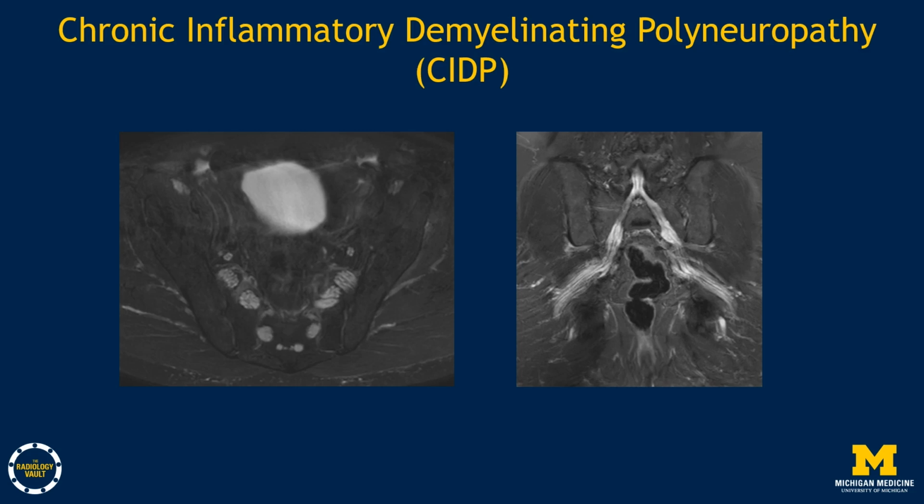These T2 changes could also be diffuse, involving multiple nerves. Here's an example of chronic inflammatory demyelinating polyneuropathy, CIDP. You can see diffuse swelling and increased T2 signal of the sacral nerve roots on this axial and coronal STIR images. CIDP is an acquired autoimmune disease with progressive weakness and impaired sensory loss.